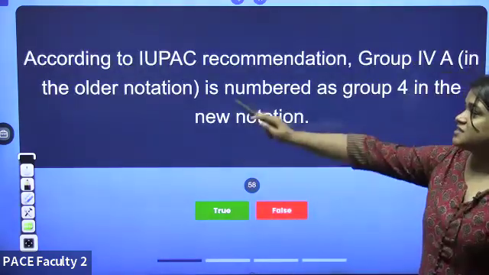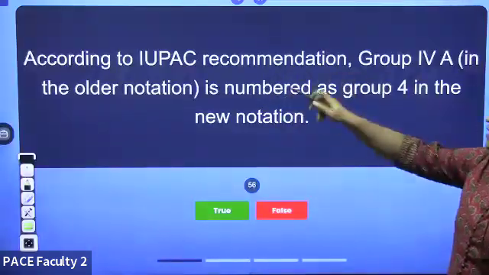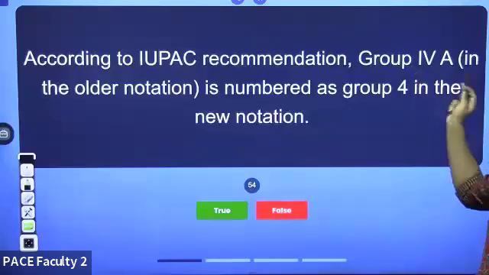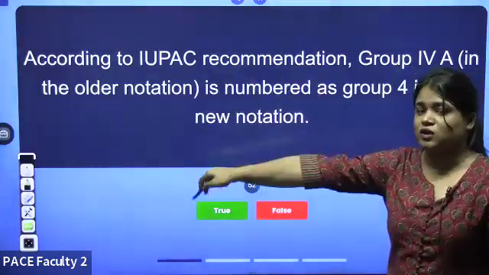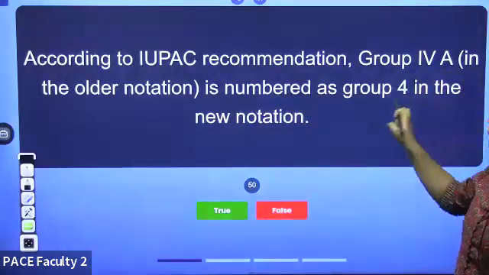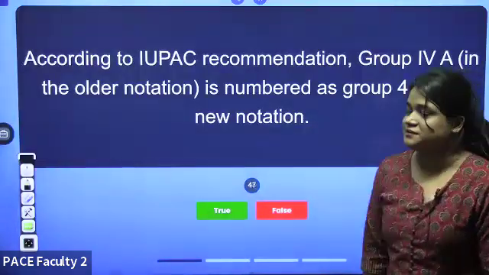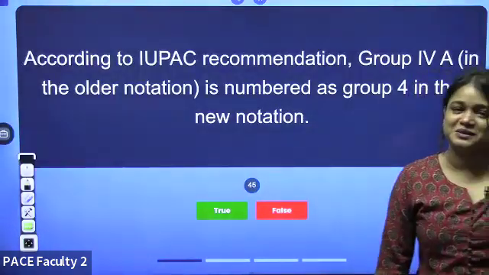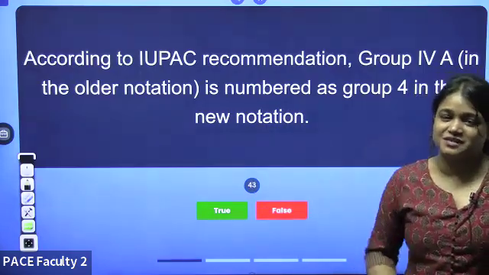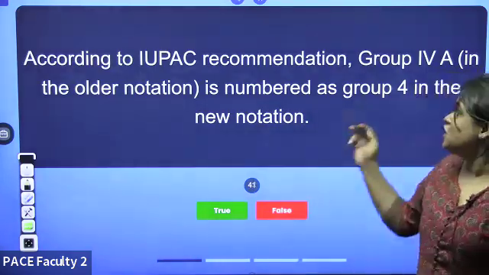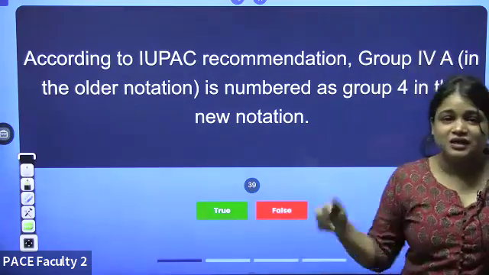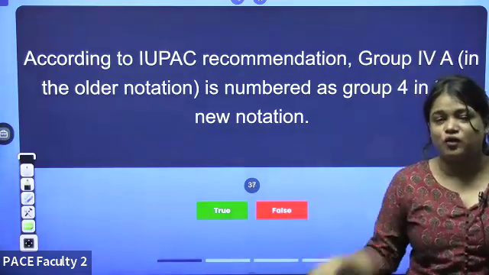Absolutely correct. Next, according to IUPAC recommendation, group 4A in the older notation is numbered as group 4 in the new notation. This is a difficult question. He is asking whether the 4A in Mendeleev's table is the same as group 4 in the main periodic table.